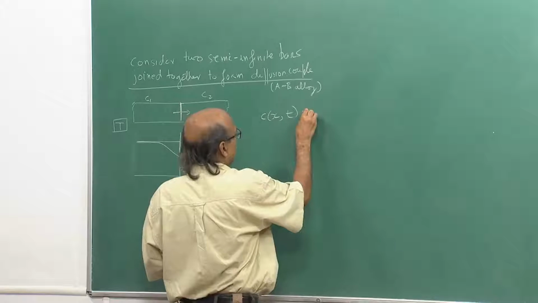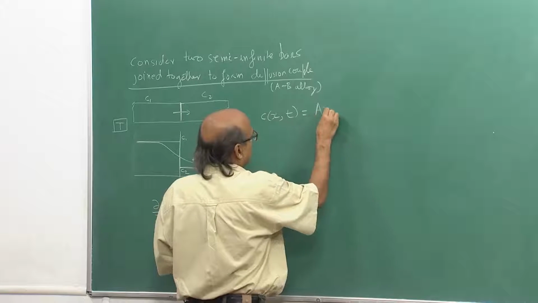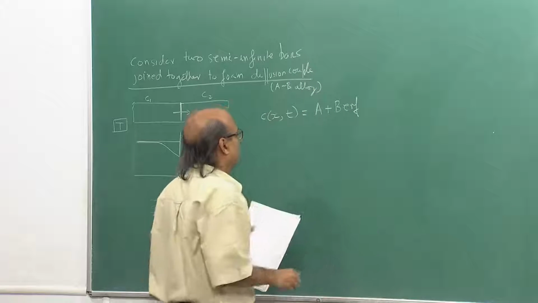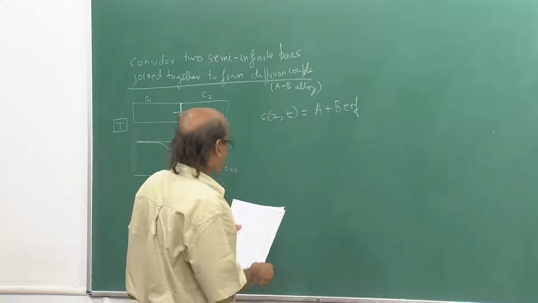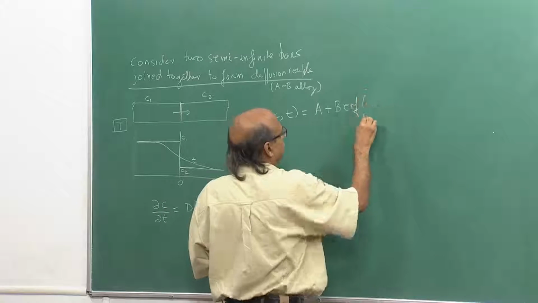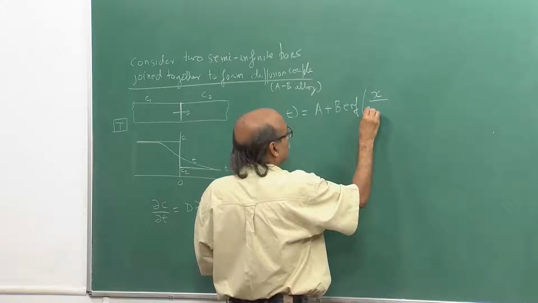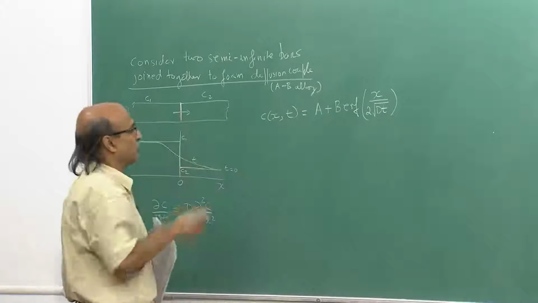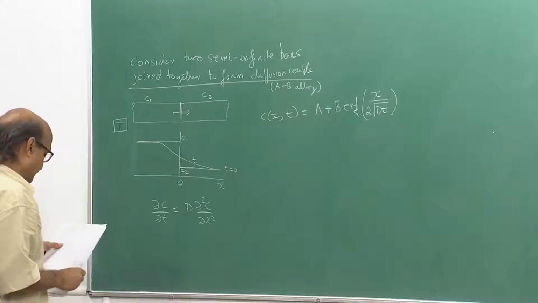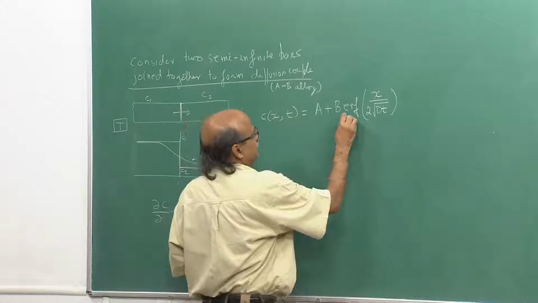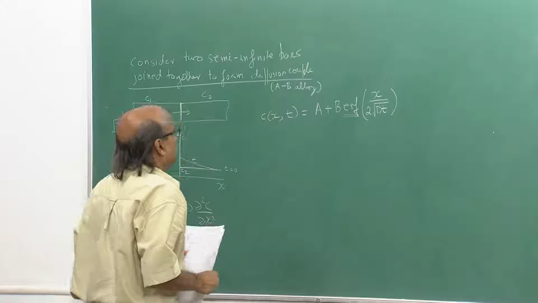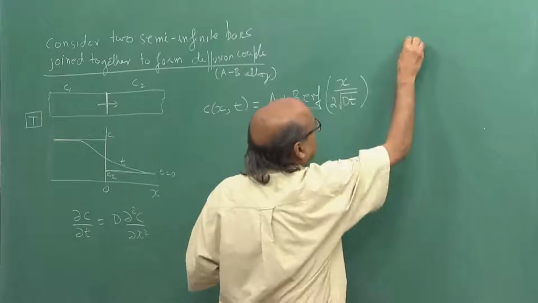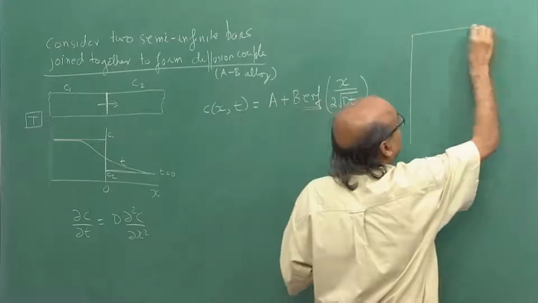C(x,t) is given by some constant a plus a constant b times a function called ERF, or the error function, of x upon 2 square root of Dt. Now, what is this error function? Just a quick look at this function.